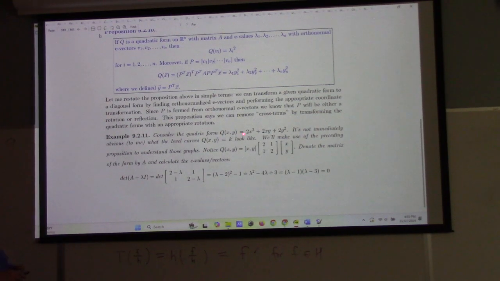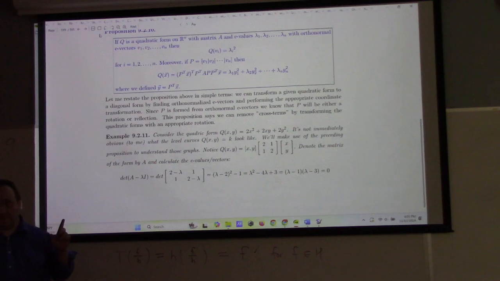Like this one, 2x squared plus 2xy plus y squared. Well, I don't know what that is if I set it equal to k, but if I look at this, I find the eigenvalues are 1 and 3. I can tell you right now that q of the eigencoordinates is equal to y1 squared plus 3y2 squared, because the eigenvalues are 1 and 3. So it's a sum of squares, both positive: first eigencoordinate squared plus 3 times the second eigencoordinate squared. I don't even need to find the basis to tell you that that's the formula.